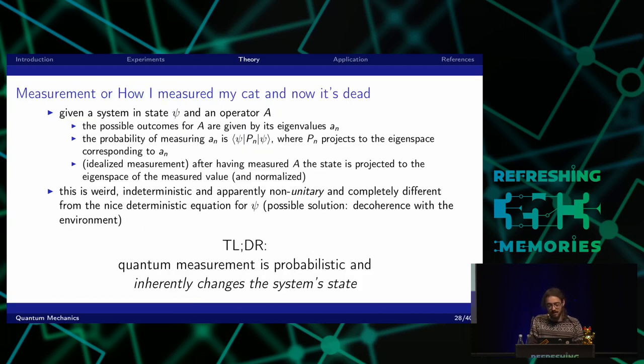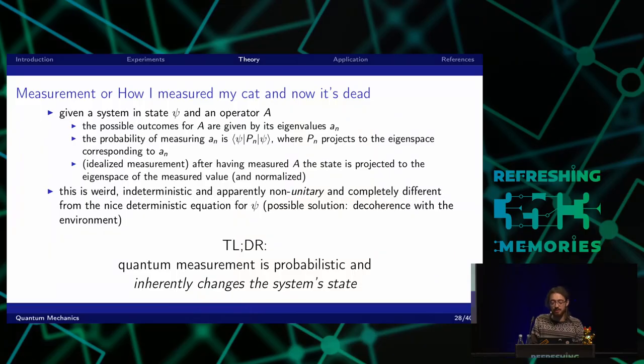And now this thing with the measurement in quantum mechanics is bad. You probably know Schrödinger's cat. And the point there is you don't know whether the cat's dead or alive while you don't look inside the box. As long as you don't measure, it's in a superposition. So you measure your cat and then it's dead. It isn't dead before, only by measuring it you kill it. And that's really not nice to kill cats. We like cats. So, the important part here is the TLDR: quantum measurement is probabilistic and inherently changes the system's state.